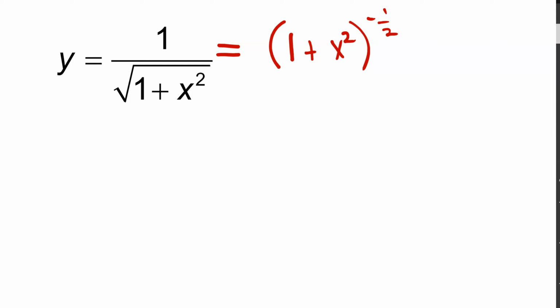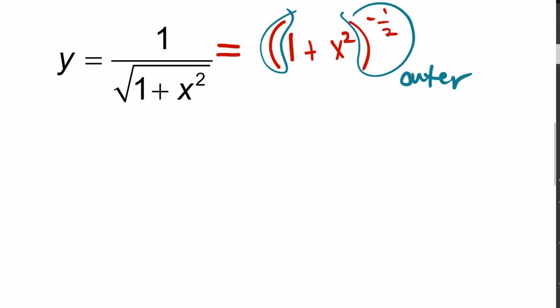So I have a couple of different parts. Is it helpful when I color code like this? This is my outer, and then this is my inner.